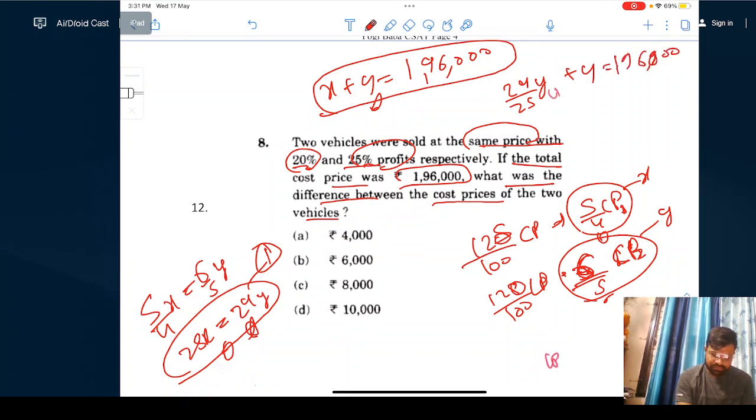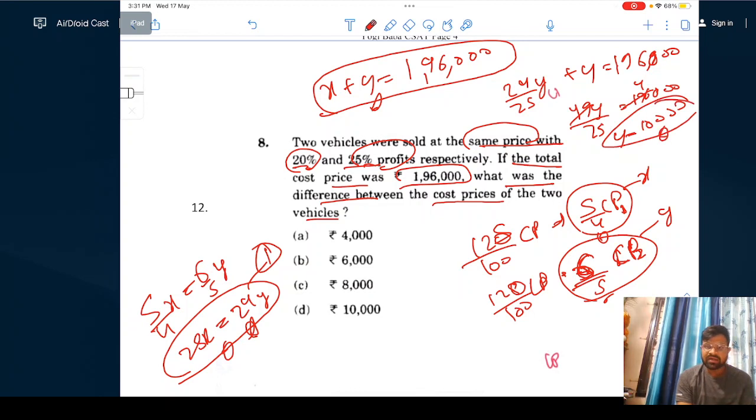Okay, this will become 25 plus 24, 49Y. 49Y upon 25 is equal to 1,96,000. Now 196 by 49 will give you 4. So Y will become 1 lakh, and the other will become 96. So the difference between them is 4,000: 1 lakh minus 96 thousand is 4,000.